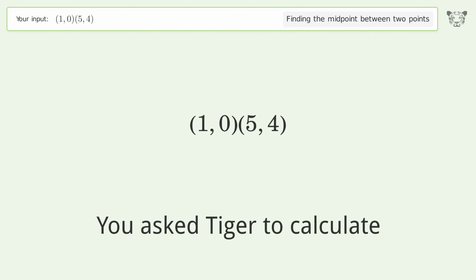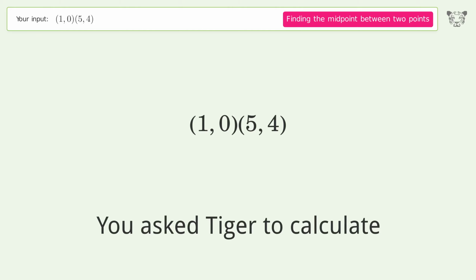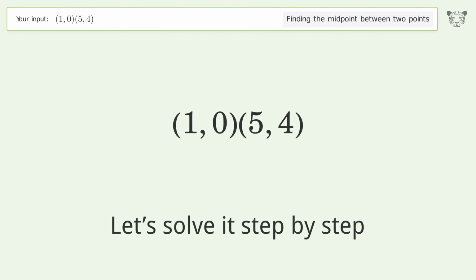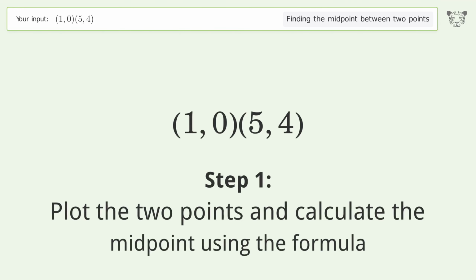You ask Tiger to calculate. This deals with finding the midpoint between 2 points. The midpoint between the 2 points is 3, 2. Let's solve it step by step. Plot the 2 points and calculate the midpoint using the formula.